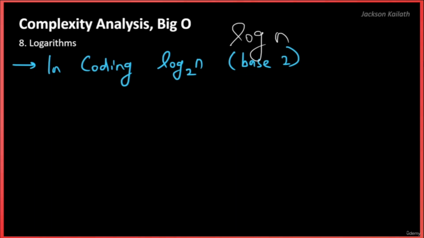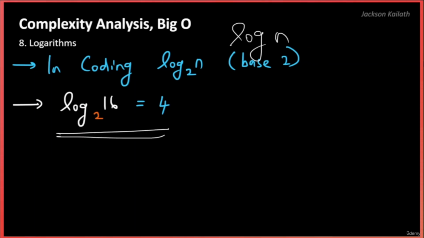Now let's take an example. Log 16 to the base 2 is actually equal to 4. Now what does this mean? It means that 2 to the power 4 is equal to 16.